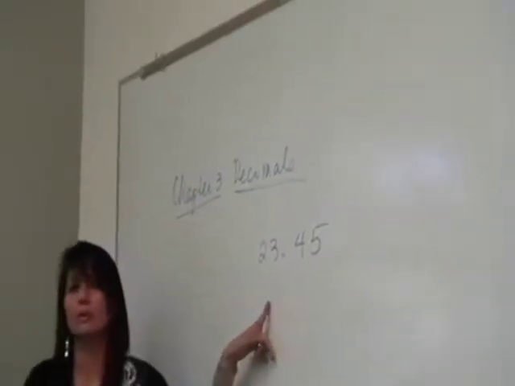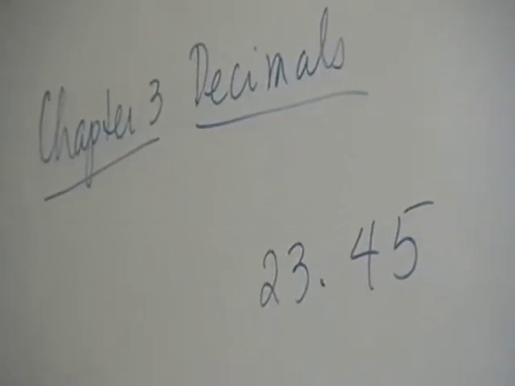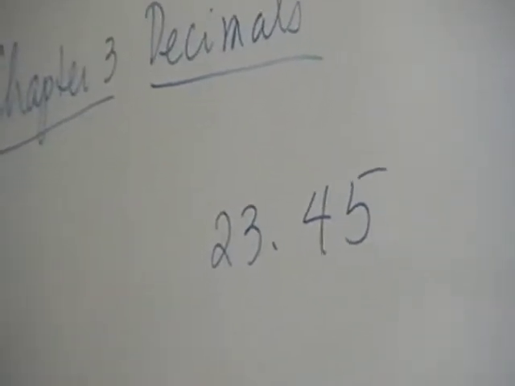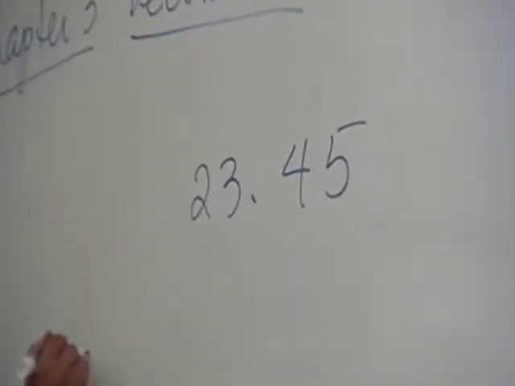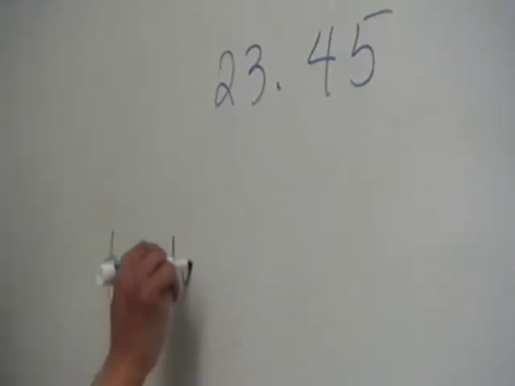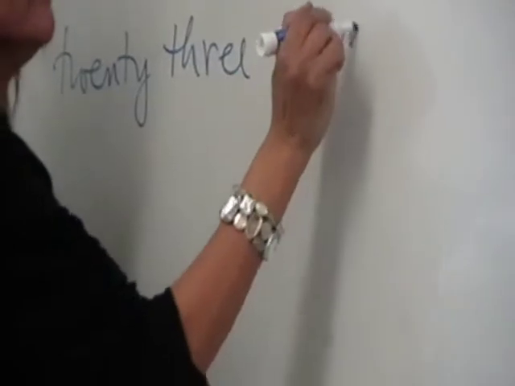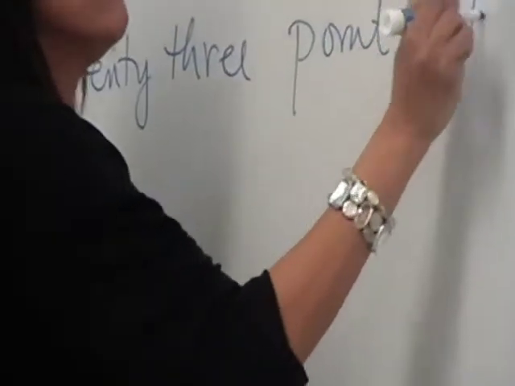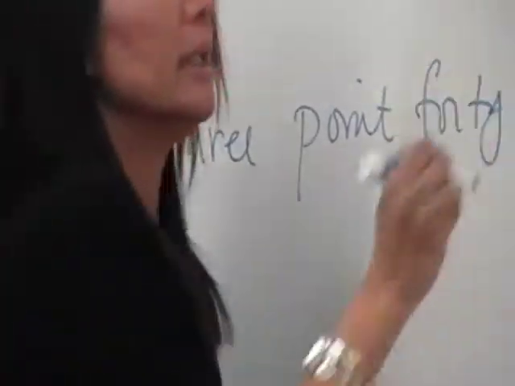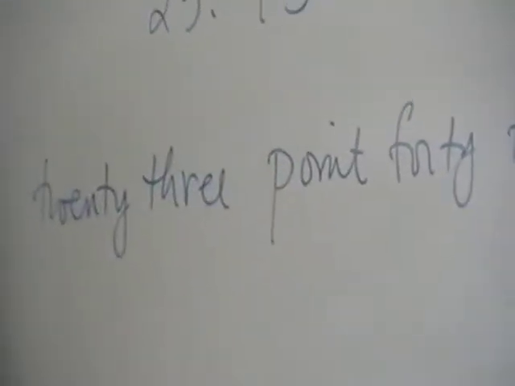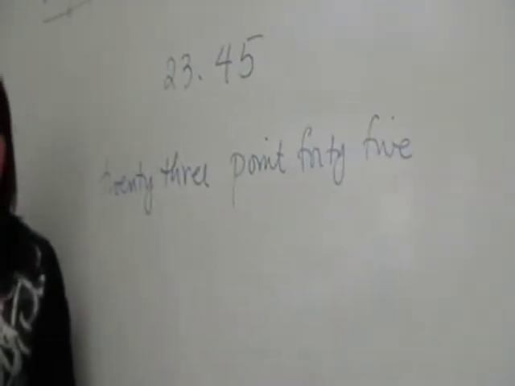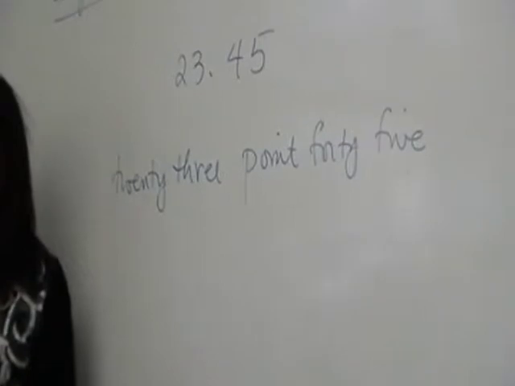Okay, how do you guys read this? 23.45. Usually you read it as 23, and you say point, 45. That is how we do it in real life, right? We say 23.45. Actually, what is the mathematical way of reading this?